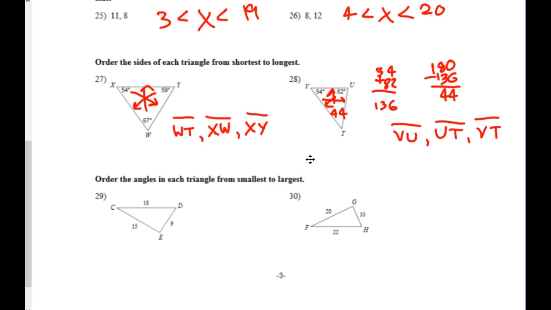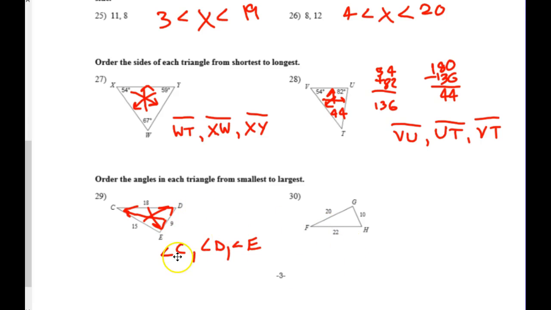So you can do that with sides. You can also do it with angles. So on 29, if I want to find the smallest angle, I know it will be across from the shortest side length. So the shortest side length is 9. So across from 9 is angle C. Across from 15 is angle D. Across from 18 is angle E, in order. Please make sure you give me what I'm asking for. Too many people put 9 or DE. Neither of those are angles.